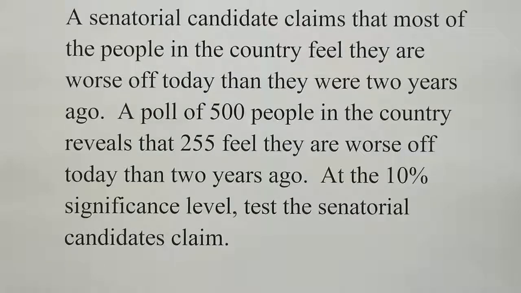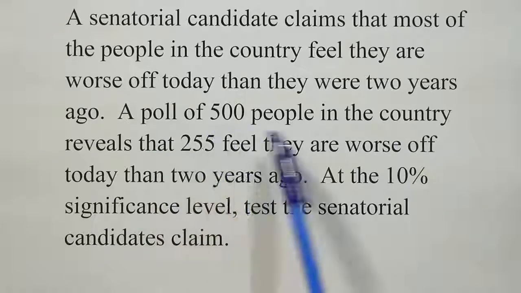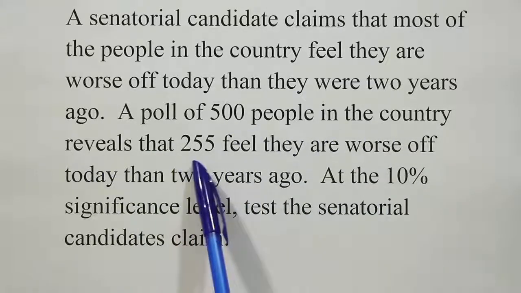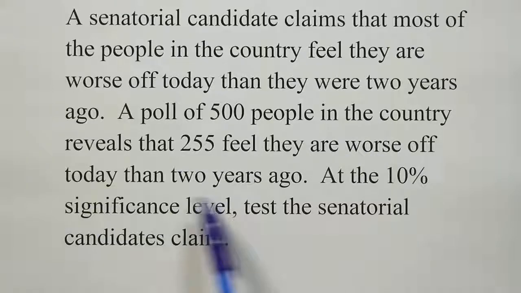All right, in this video we're looking at how to use the graphing calculator to perform a proportion z-test. So let's look at it. It says a senatorial candidate claims that most of the people in the country feel they are worse off today than they were 2 years ago. A poll of 500 people in the country reveals that 255 feel they are worse off today than 2 years ago. At the 10% significance level, test the senatorial candidate's claim.